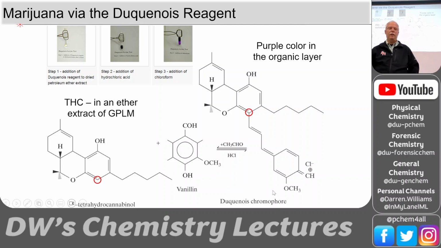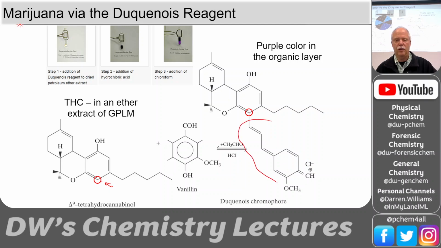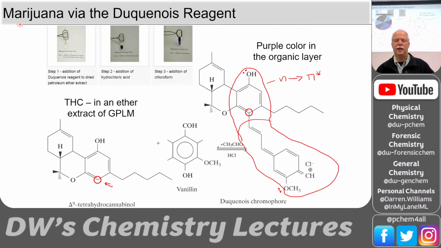And then lastly, the marijuana with the Duquenois reagent. Here it's showing the active or the target atom in THC. So it's going to hit right here and put, again, more pi cloud on there. So we have this extended pi cloud. And so then we've got non-bonded electrons here on this oxygen, this ether. We've got non-bonded electrons there. And so we get the n to pi star strongly colored transition.